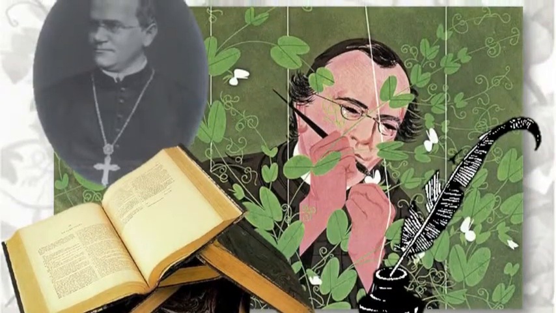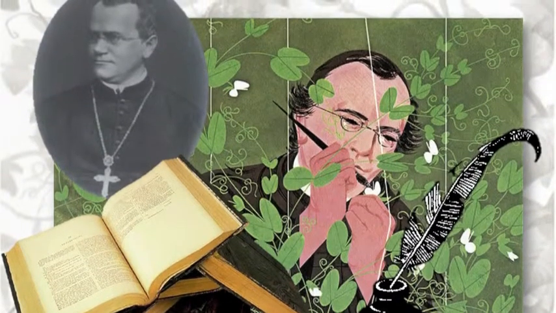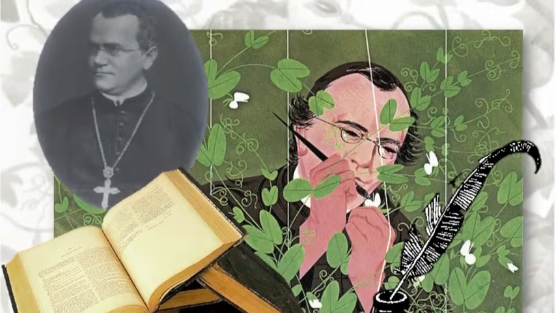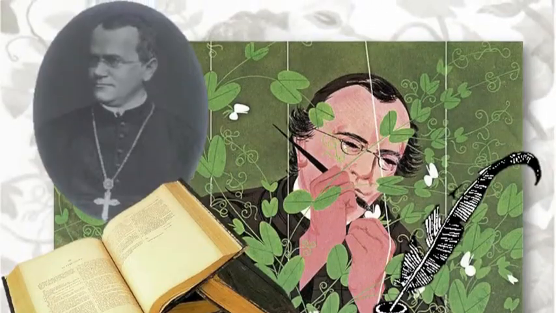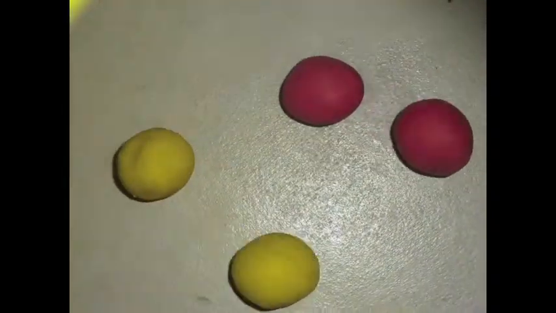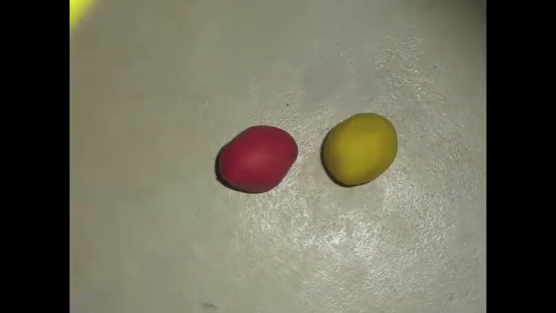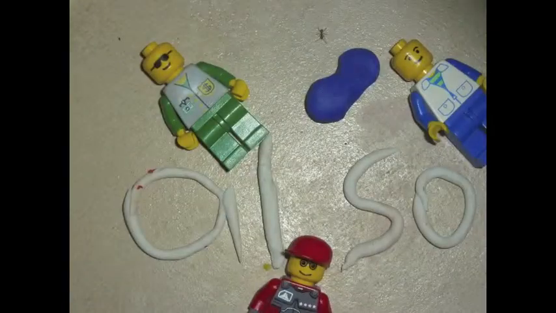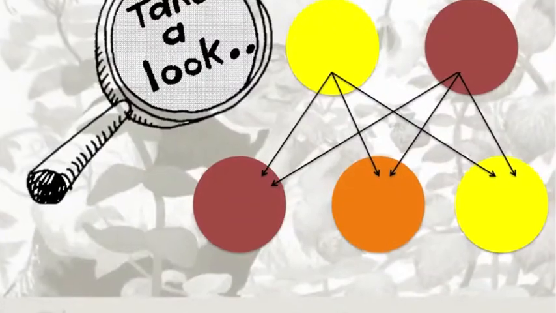Gregor Mendel did an experiment where he kept track of 28,000 pea plants. When he analyzed the results, he formulated this thesis. If you have two parents, one red and one yellow, and they reproduce, there are three options. You get an orange offspring, a yellow offspring, or a red offspring.